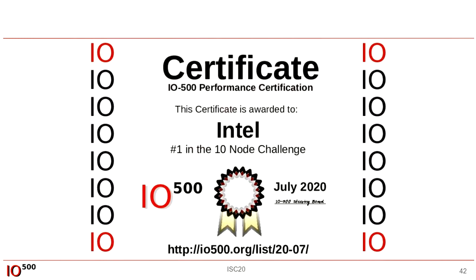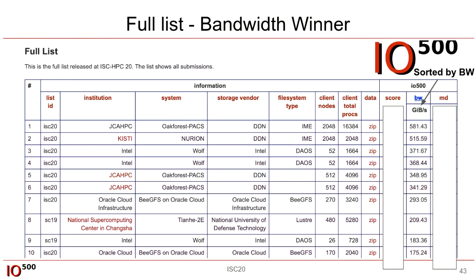So the next ones we go through will be for the overall list. And here we have the Oakforest machine from Japan that wins overall in the bandwidth. They have 581 gigabytes per second. So thank you very much to the Oakforest people.